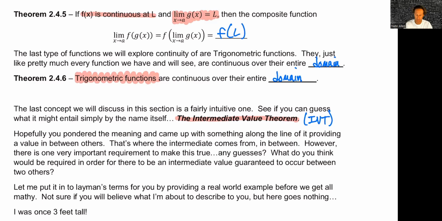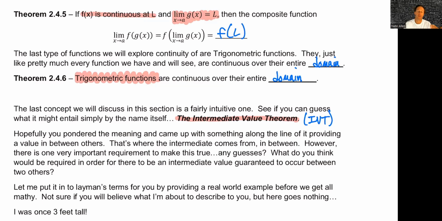So I put a little synopsis here, and I wanted to let you know that at one point in my life, believe it or not, I was 3 feet tall. And I know you can't see that behind this computer screen, but I'm almost 6 feet tall. So how can I prove to you that I was once 3 feet tall?